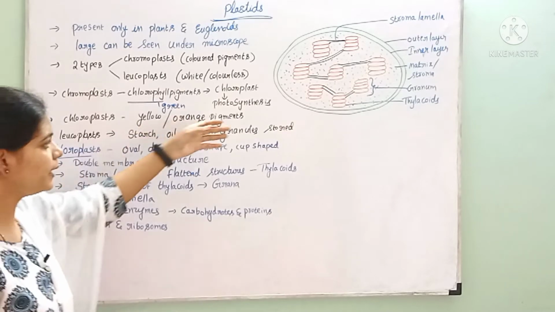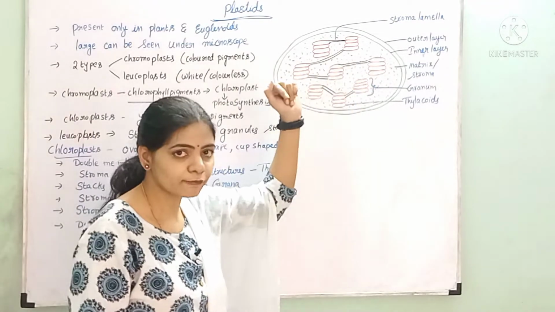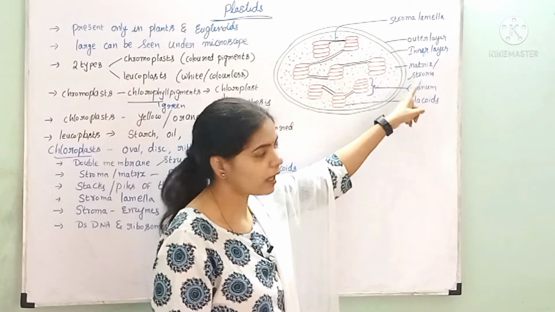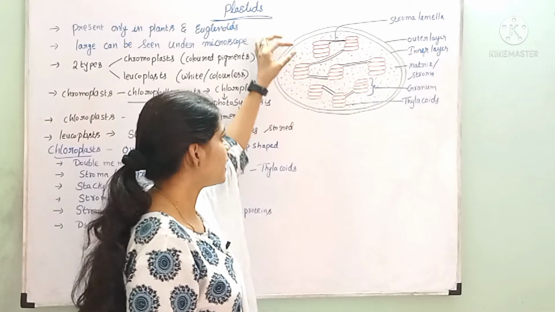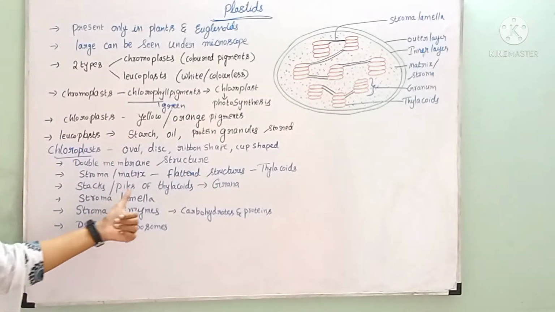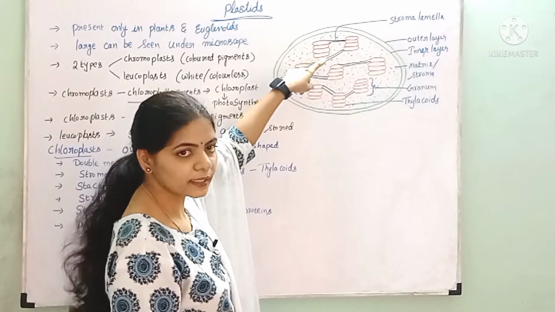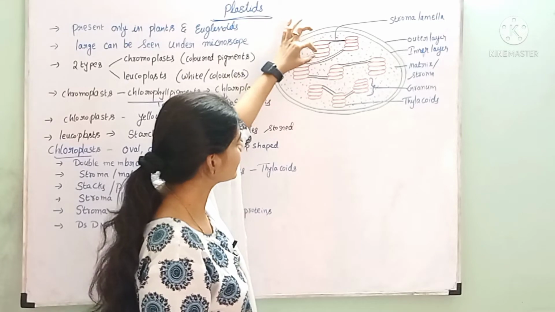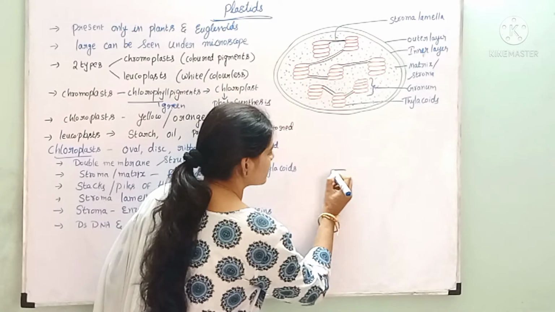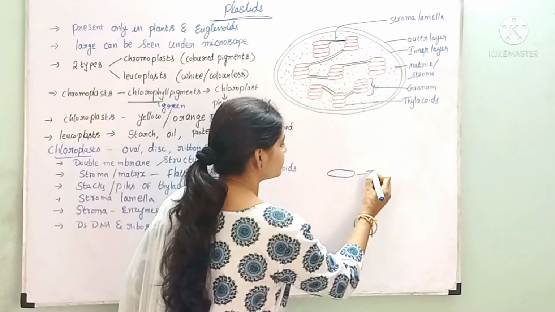Inside the inner membrane there is a fluid filled matrix. That fluid filled matrix is called stroma. And within the stroma there are several flattened structures which are called thylakoids. These red colored ones, individually, are called thylakoids. These flattened structures are called thylakoid.